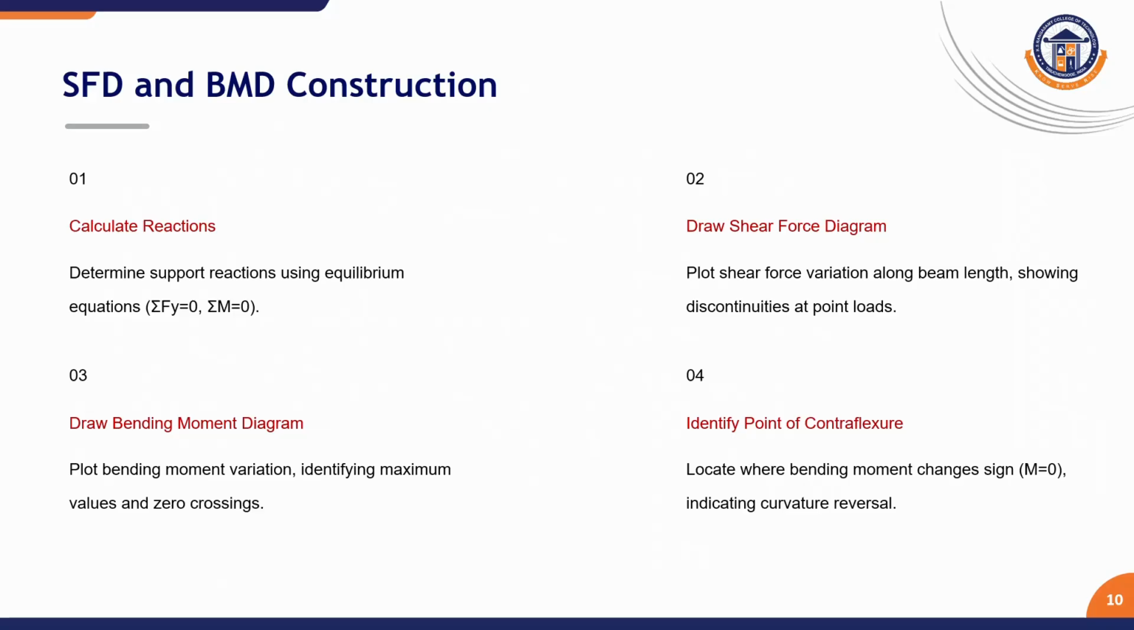Construction of shear force diagram and bending moment diagram. The steps involved are: calculate the support reactions using the equilibrium equations, that is summation of Fx equals 0, Fy equals 0, and moment equals 0. Then draw the shear force diagram by noting the sudden jumps at the point loads. Then draw the bending moment diagram showing the variations along the beam and identify the point of contraflexion where the bending moment changes its sign. So following a systematic procedure will avoid mistakes.